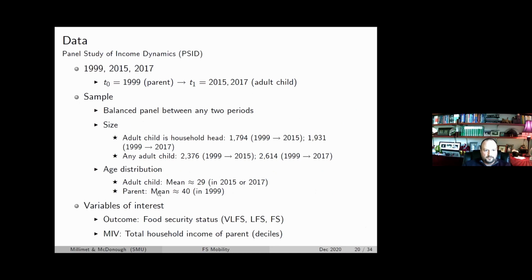And yeah, the data: we use the PSID. The parents are interviewed in 1999, and they answer the food security module in that one. Then we see their adult child when they're off in their own household, and in both 2015 and 2017, the PSID asked this food security module. So those are the 2 periods we have for the adult children. I won't go into more detail than that. Like I said, the MIV is the total household income of the parents.